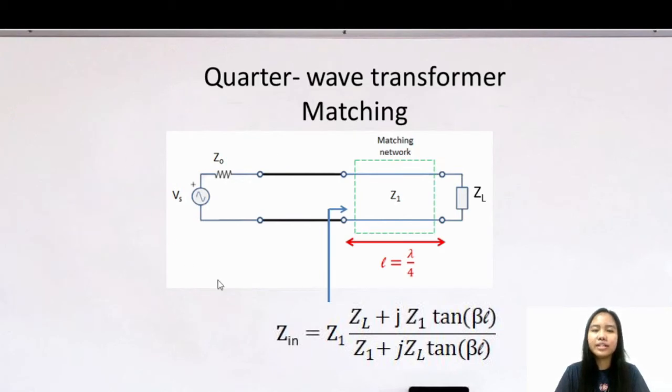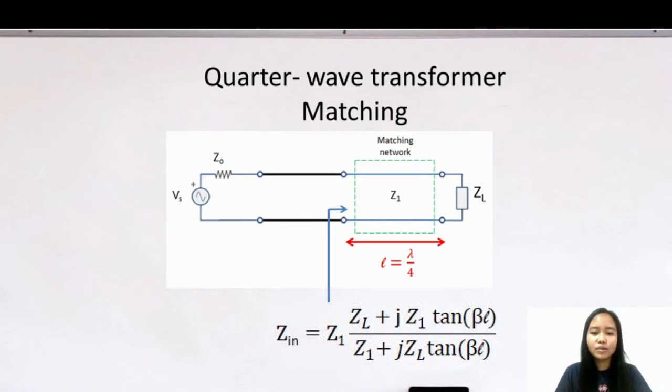Let's take a look at this design. This is called a quarter wave transformer. As we can see here, we just add a quarter wavelength matching network with an impedance which is Z1. Here is the input impedance terminated with a load, which is given by this equation.